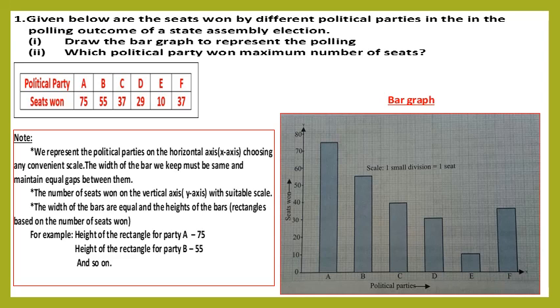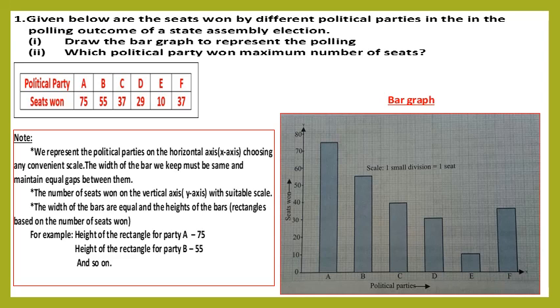Question number 1. Given below are the seats won by different political parties in the polling outcome of a state assembly election. Question number 1. Draw the bar graph to represent the polling. Question number 2. Which political party won maximum number of seats?